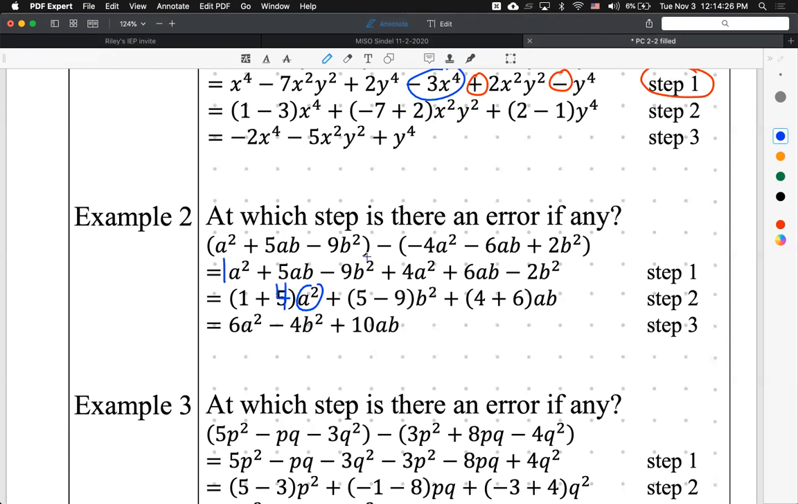The b squared terms, they have the minus 9 correct, but it looks like they also forgot the minus 2. So that should have been a minus 2. And then the AB terms, they should have had a 5 plus a 6. They had a 4 plus a 6. So it should have been a 5 plus a 6. So I agree. Step 2 has the error.